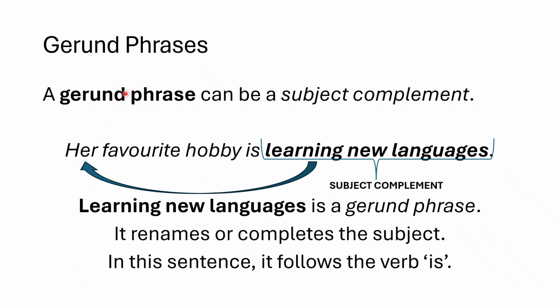A gerund phrase can be a subject complement. Her favourite hobby is learning new languages. Learning new languages is a gerund phrase. It renames or completes the subject. In this sentence, it follows the verb is.